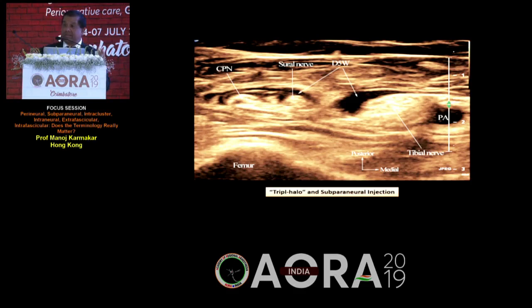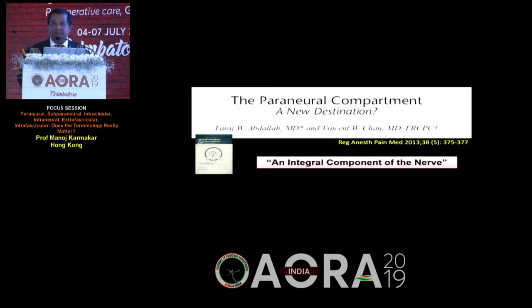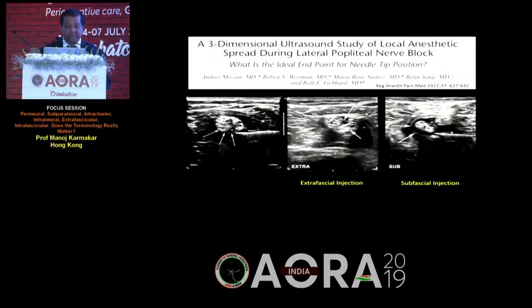This illustrates that this perineural sheath is an integral part of the nerve. And as the nerve goes further, it follows the nerve with its branches and divisions. So the perineural compartment has become a new destination. And as I mentioned, being an integral part of the nerve, you can perform an injection deep to it or outside it, as Dr. Massey from the United States demonstrated.